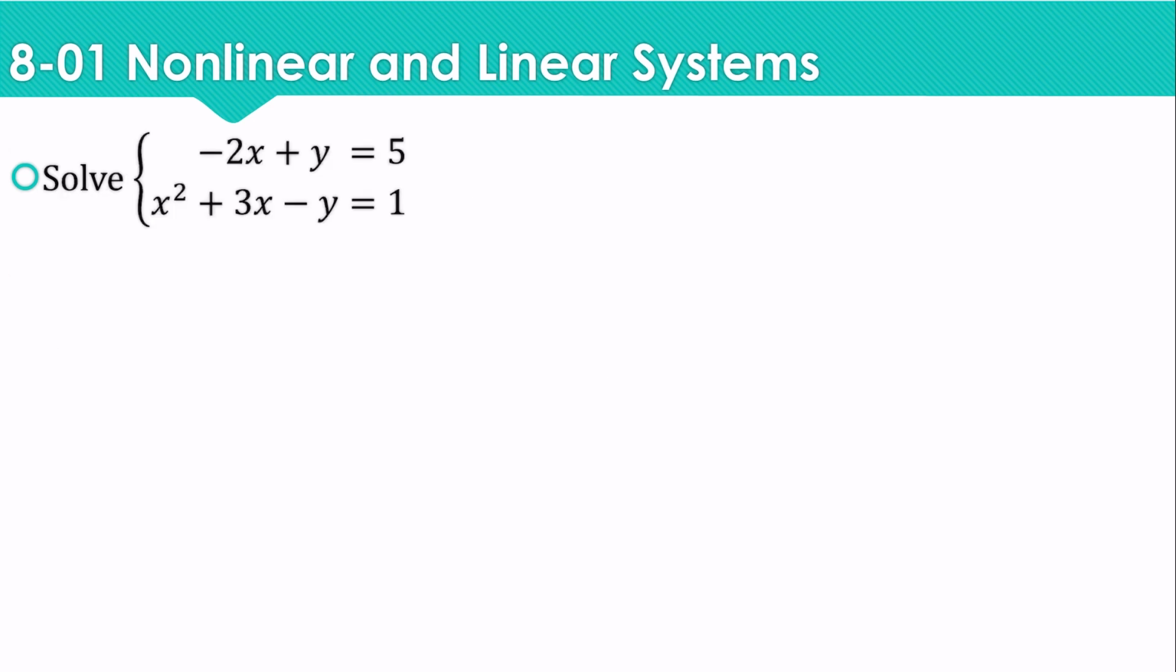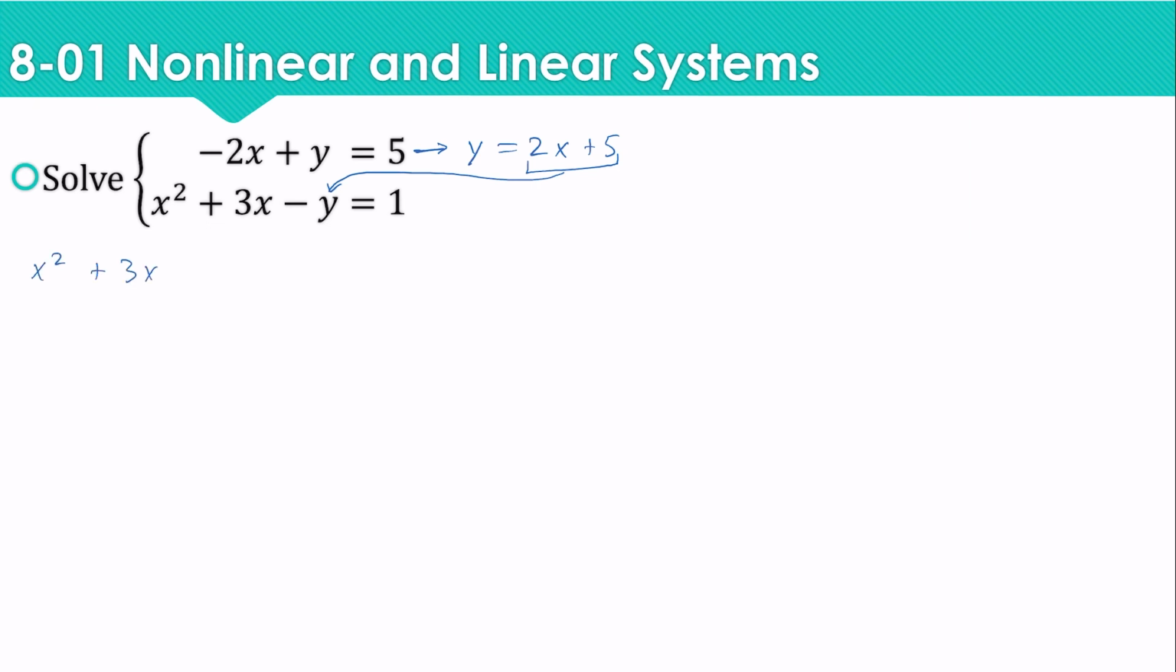All right, let's solve this, which is a line and a parabola. And I know that because we have the x squared in the second one. So we could take this first equation and we could solve it for y. So it'll be y equals 2x plus 5. Now that I know y, I can take that and plug it in for y in the second equation.